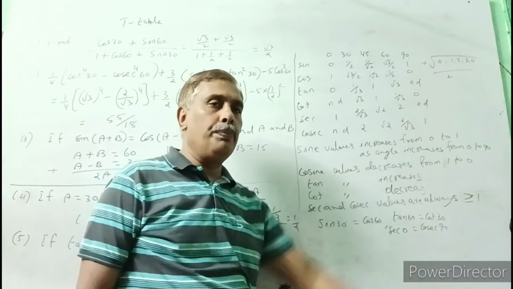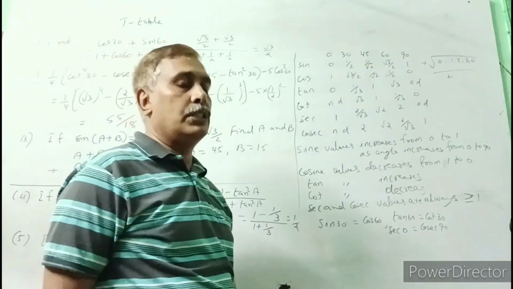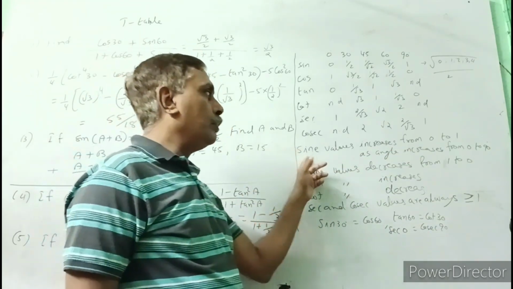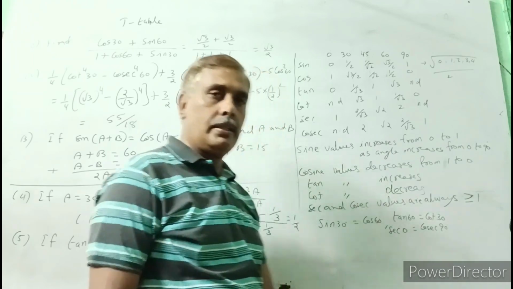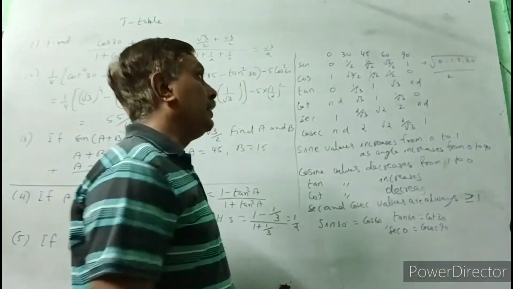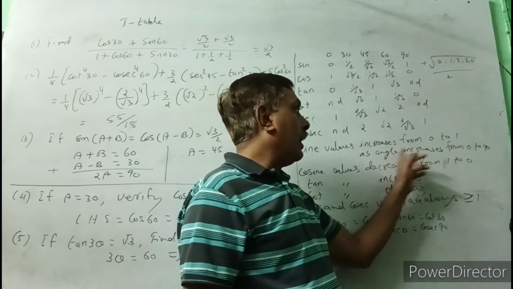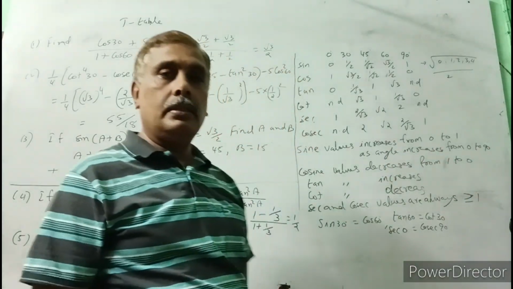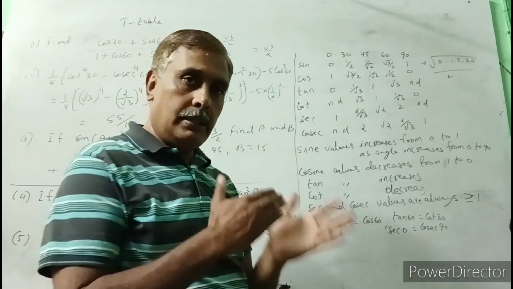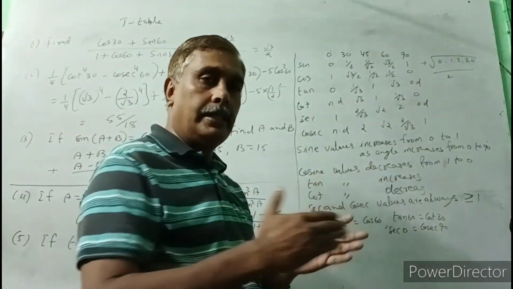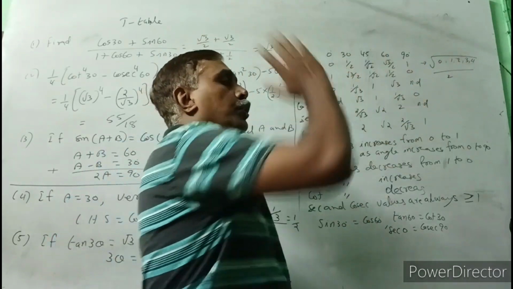Some important points we keep in mind, very important for assertion reasons. Sine values are increased from 0 to 1. Sine values are always increasing, you may say 0 to 1, as the angle is increasing from 0 to 90 degrees. Means when angles are increasing, sine values are also increasing.